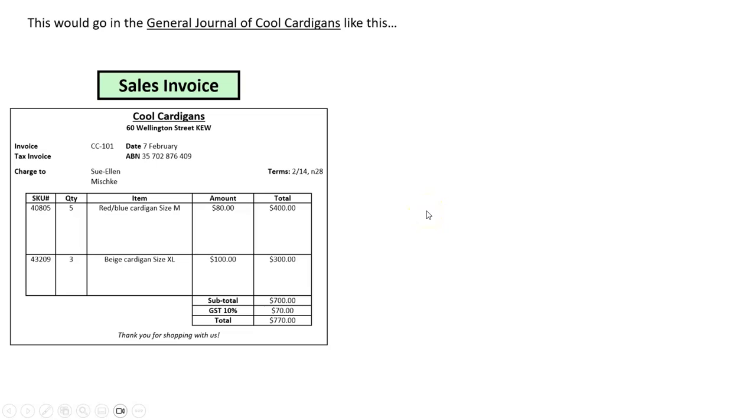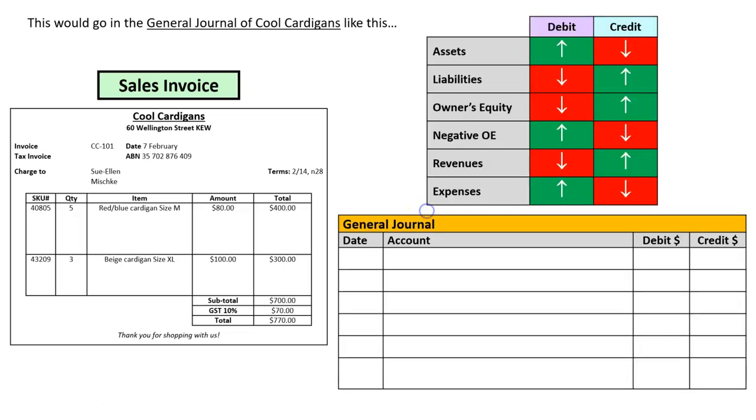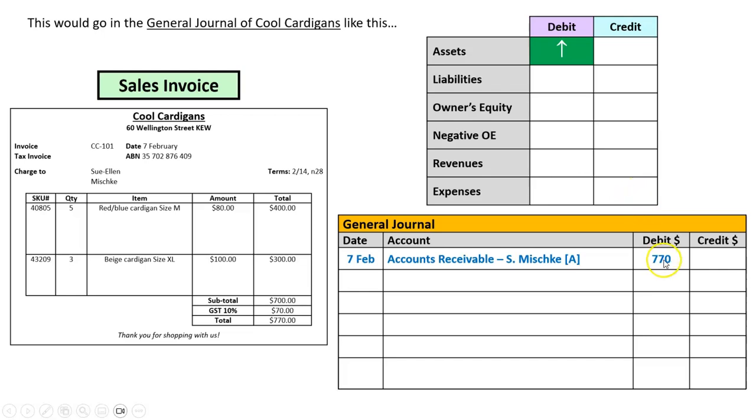How would this go in the general journal? Well, it's actually going to go in exactly like we've been recording credit sales for a couple of chapters now. It's just that we're doing it from a document instead of from a sentence. So the first thing we'll always start with is the date. We can do our debits and credits in whatever order we want. I always do the debits first for the sale, so that's where I'm going to start. And I'm going to start with the account called Accounts Receivable S. Mishke. That's an asset. And after this, she is going to owe us $770. So that asset called Accounts Receivable is going to go up. So that will be a debit.